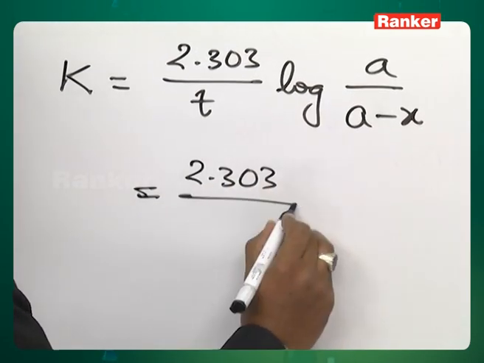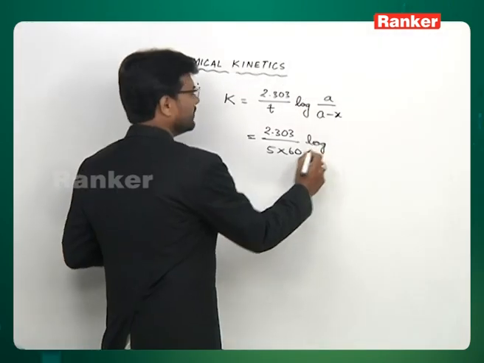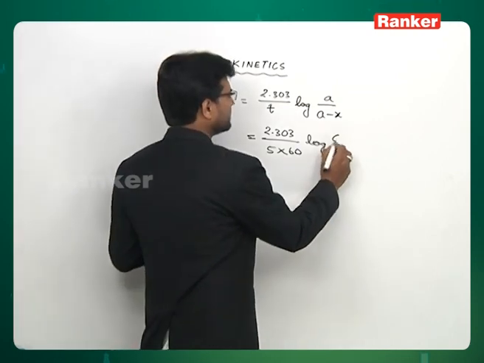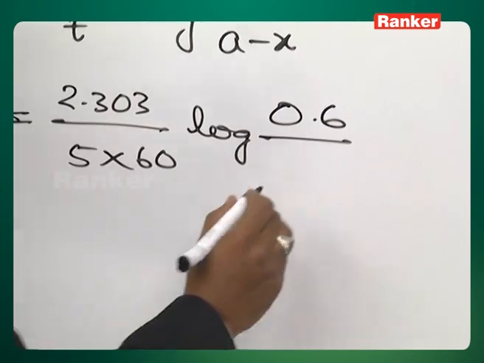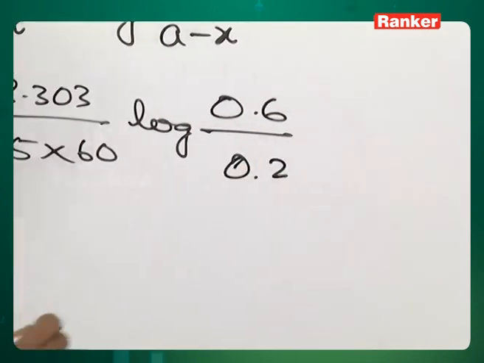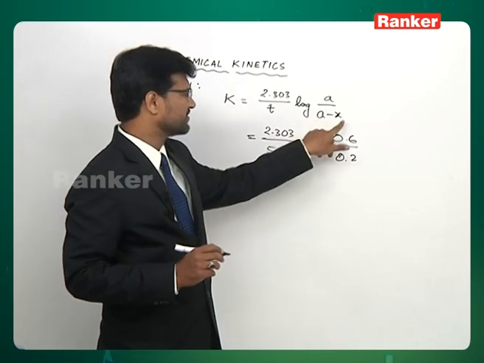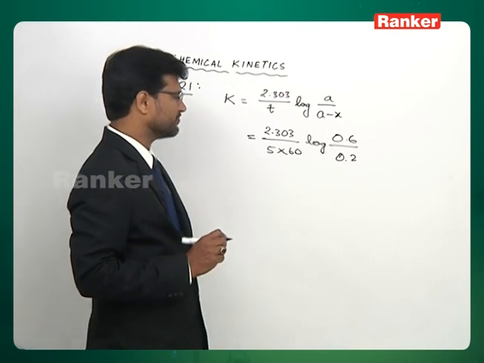So 2.303 divided by 5 into 60, log A, where A is the initial concentration, which is given as 0.6, and A minus X is the concentration after 5 minutes. You can take it as 0.2 here. A minus X is the left out concentration. X is the amount consumed. So A minus X is the concentration of reactant which is left out. As per the question, what is left out is 0.2.